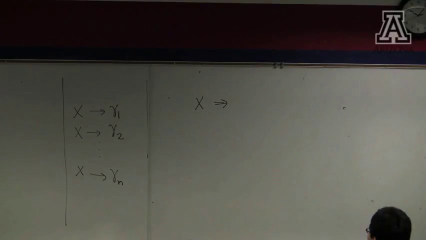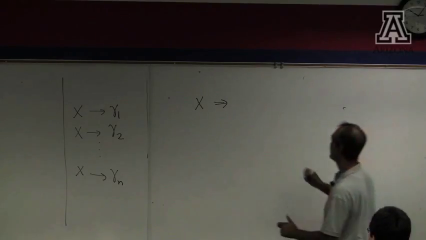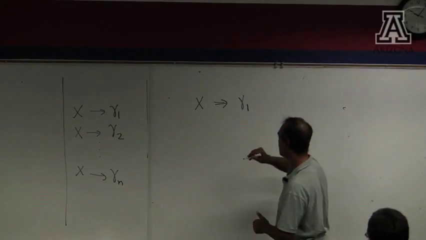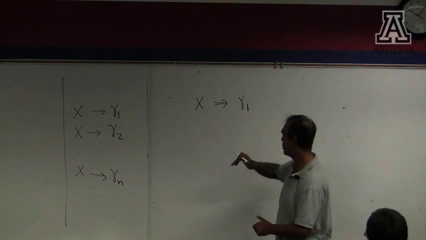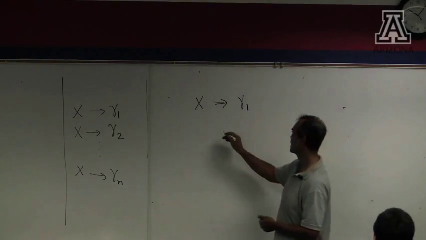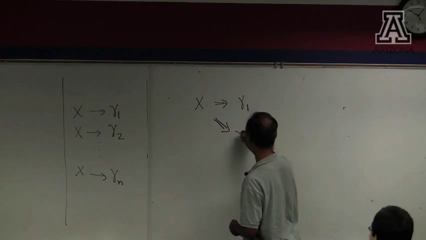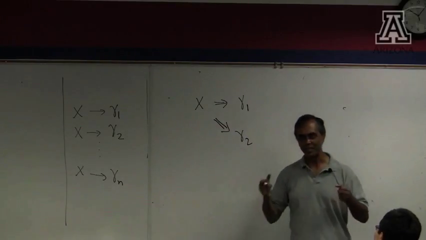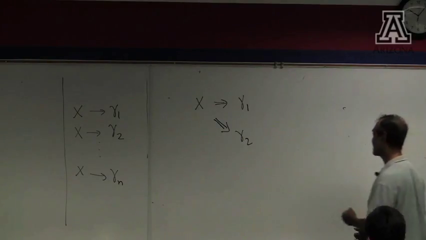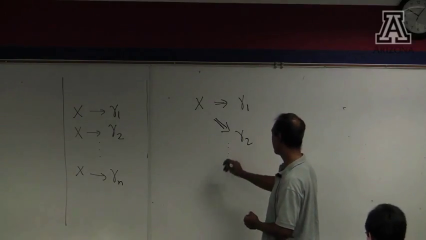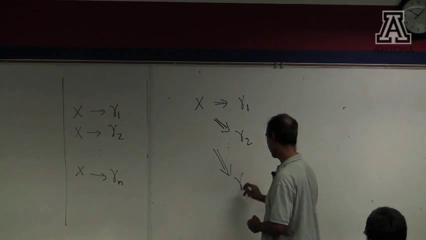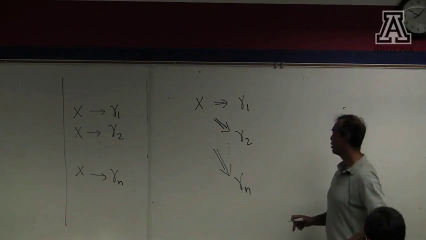Gamma 1. Gamma 1, all right. X goes to gamma 1. So x goes to gamma 1 is certainly a possible derivation. What else could I have? Gamma 2, all right. Surprise me. What's the third thing we could do? All right, gamma 3, yes. Dot, dot, dot. That magic dot, dot, dot, gamma n.